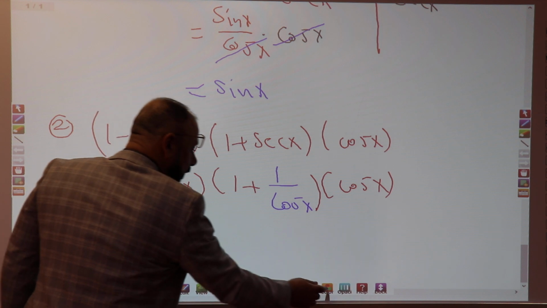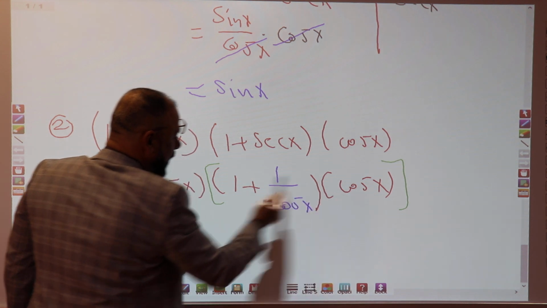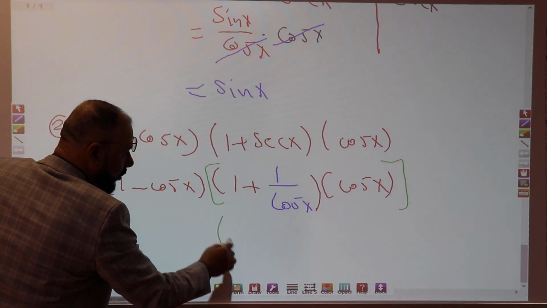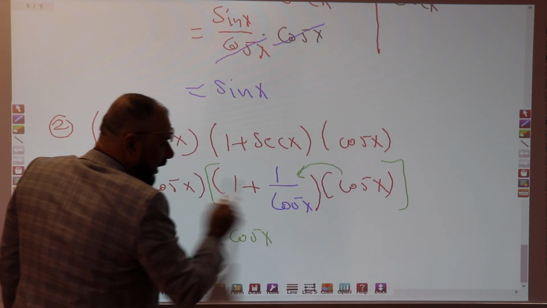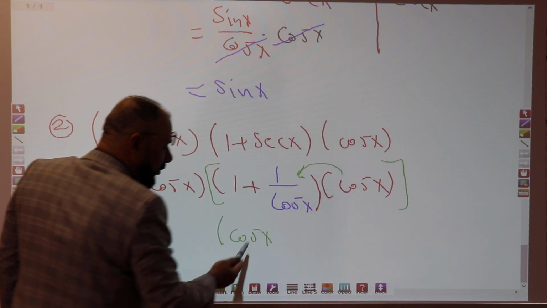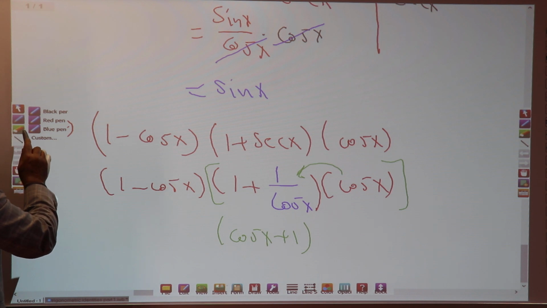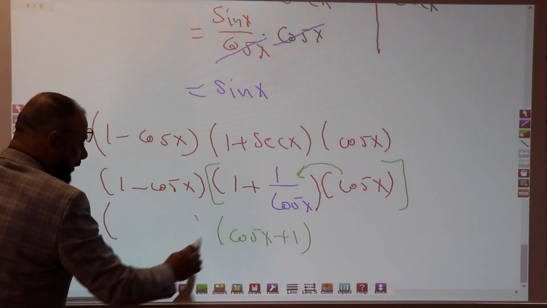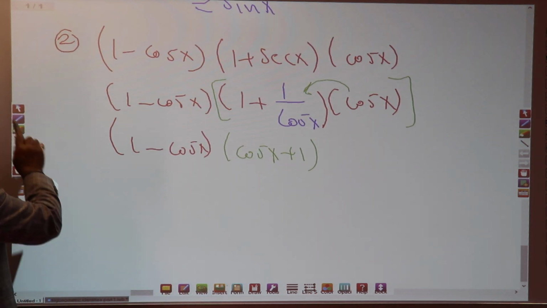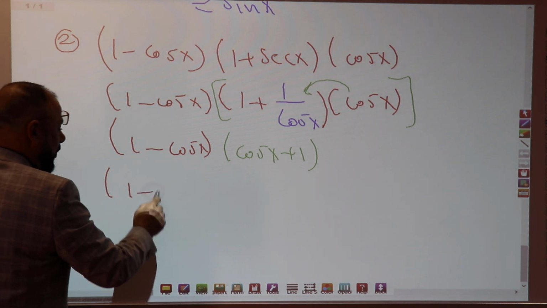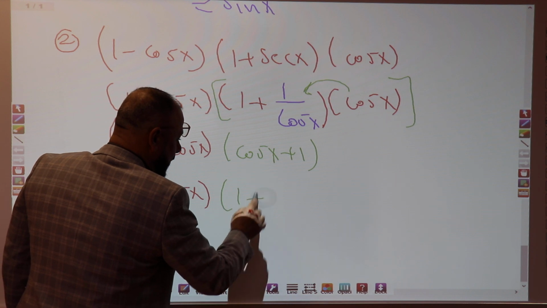Now multiply these two. You see this guy here, from here to here. We're going to use the distributive property. Cosine x times 1. When you multiply this by this, the cosine will cancel by cosine. Then first, 1 times cosine is cosine, when you plus 1. Look, this guy, I'm going to make it easy for you. 1 minus cosine x, this is the same as 1 plus cosine x.